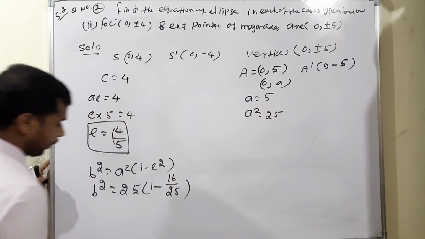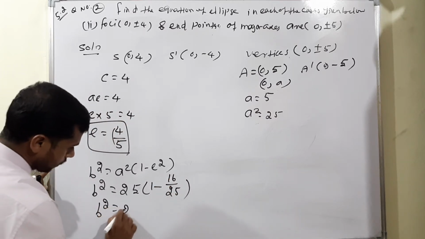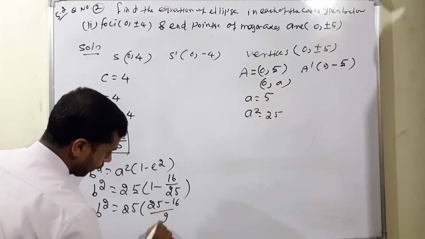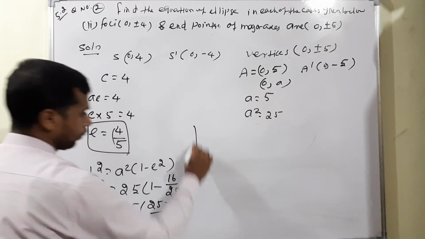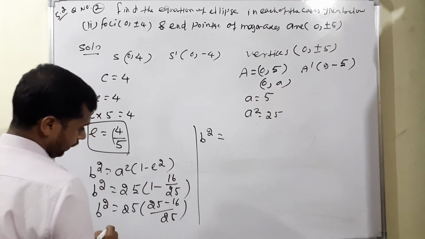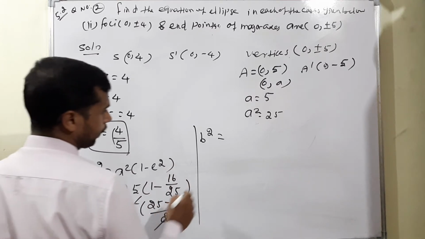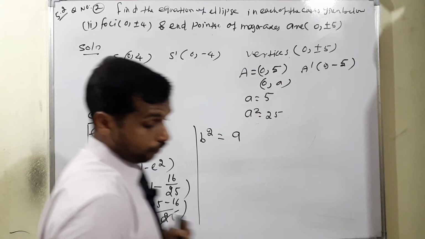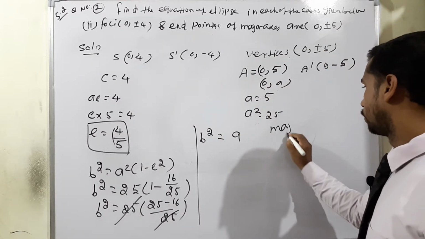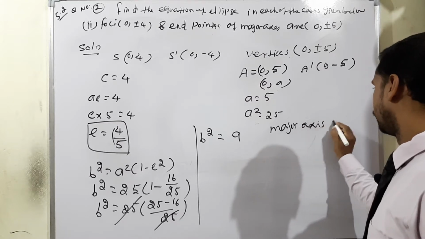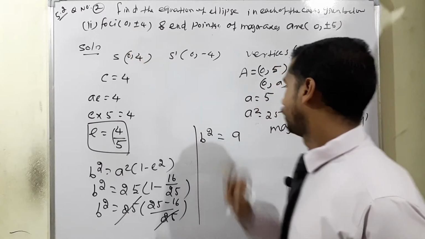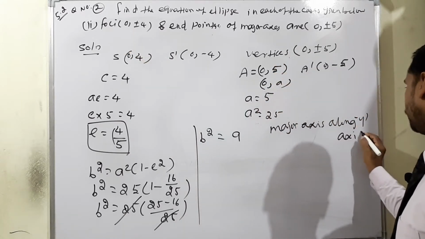16 divided by 25. Again, b square is equal to 25 into 1, which means 25 minus 16 divided by 25. Again, what we have to do? B square is equal to, we can cancel now, 25 cancels, and 25 minus 16 is equal to 9. Therefore, the equation of the ellipse, major axis along the y axis, isn't it? So, major axis along y axis, x value will be 0. That's why along the y axis means the condition.